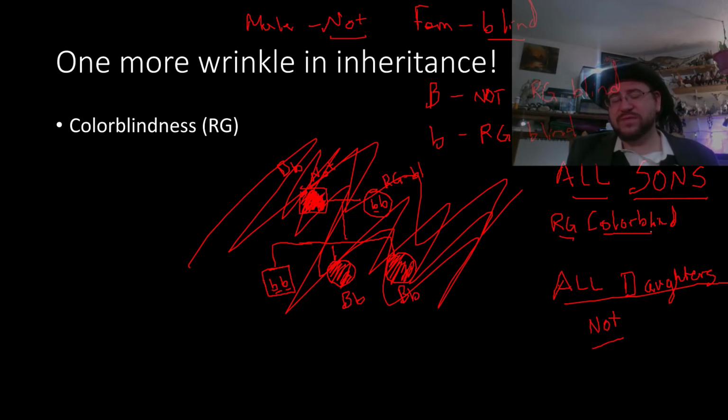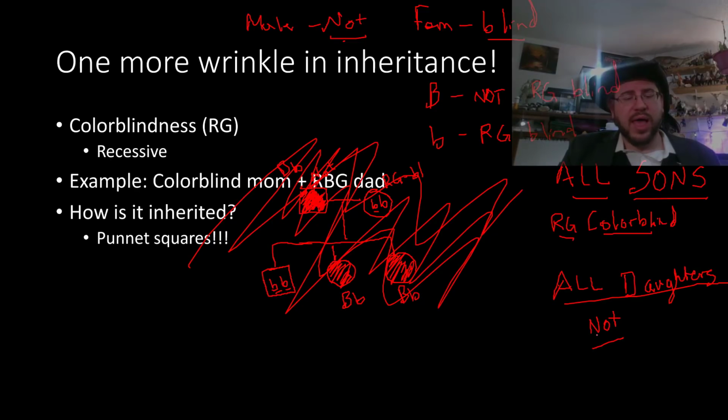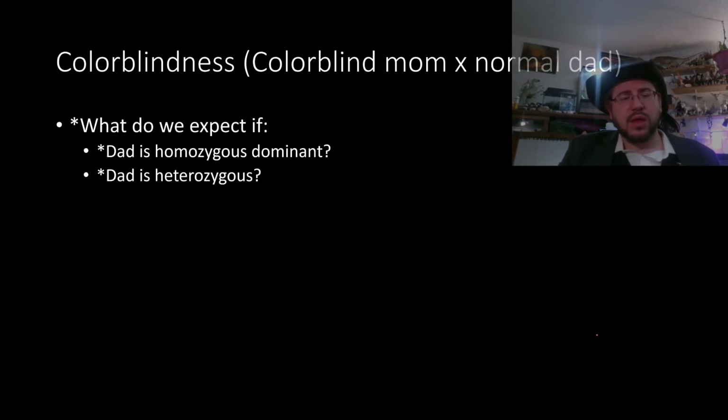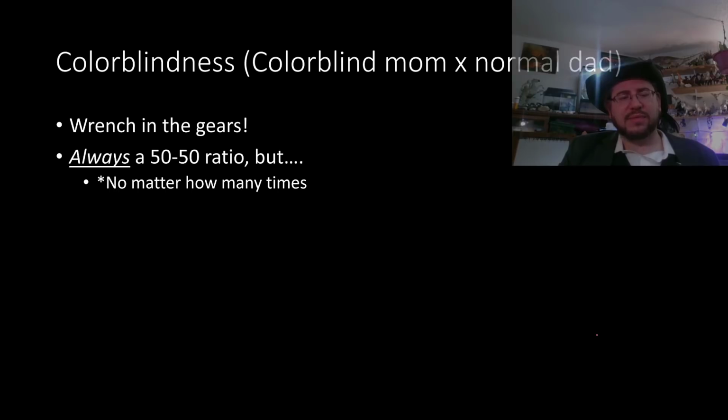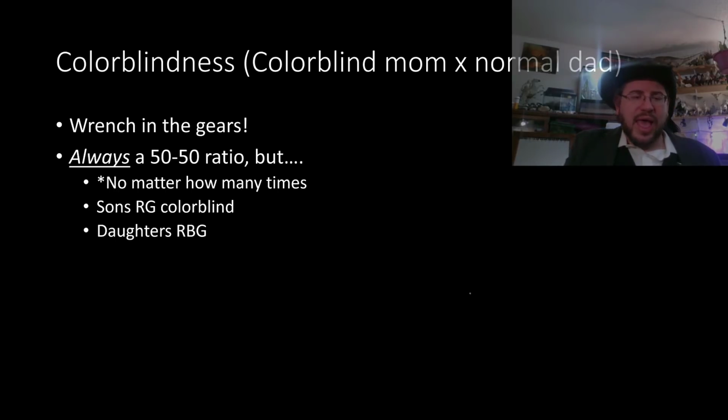That's it. That's all it is, folks. When the male parent is not colorblind and the female parent is colorblind, all sons are red-green colorblind. All daughters are not. What? What? How? No. No, that can't be right. Why is it that no matter how many times all the sons are red-green colorblind and all the daughters see red, blue, and green just fine? Why?